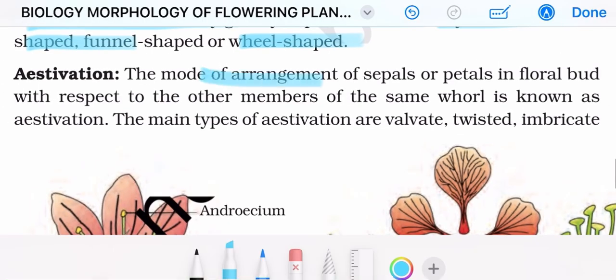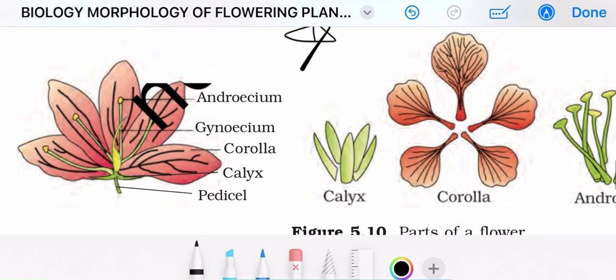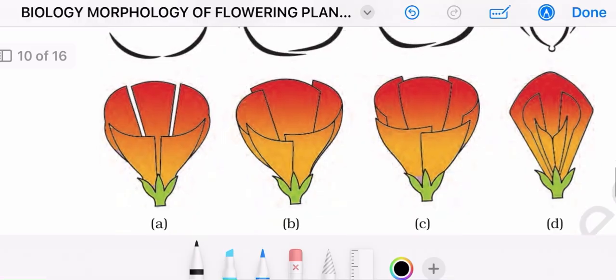Aestivation. The mode of arrangement of sepals or petals in a floral bud with respect to other members of the same whorl is known as aestivation. The main types of aestivation are valvate, twisted, imbricate, and vexillary.